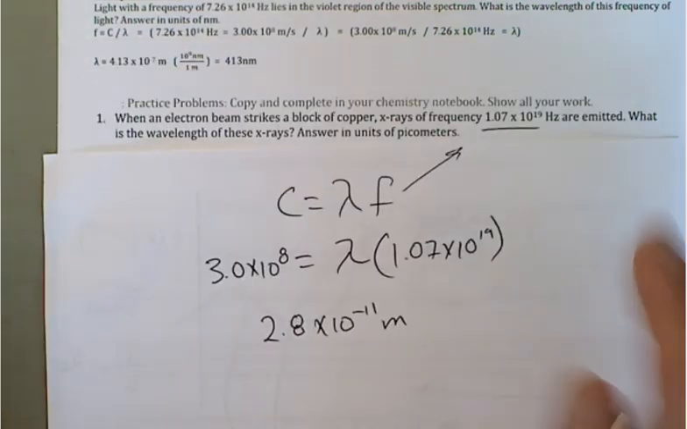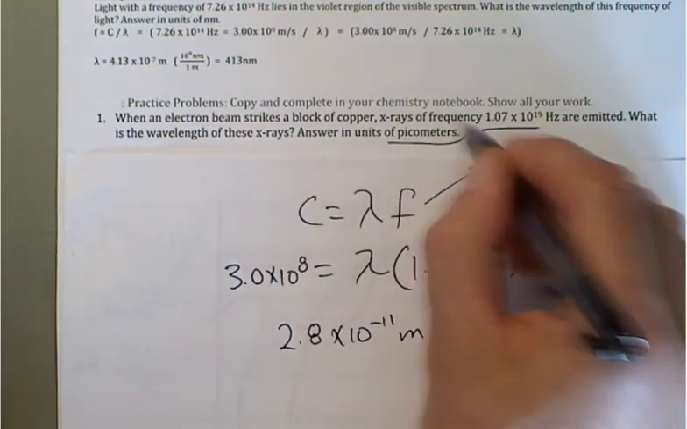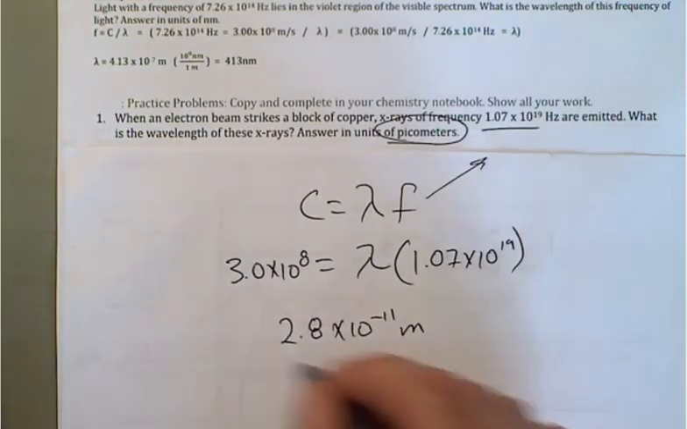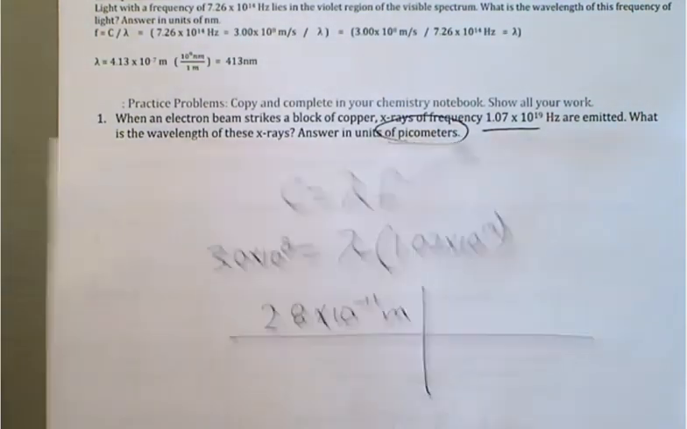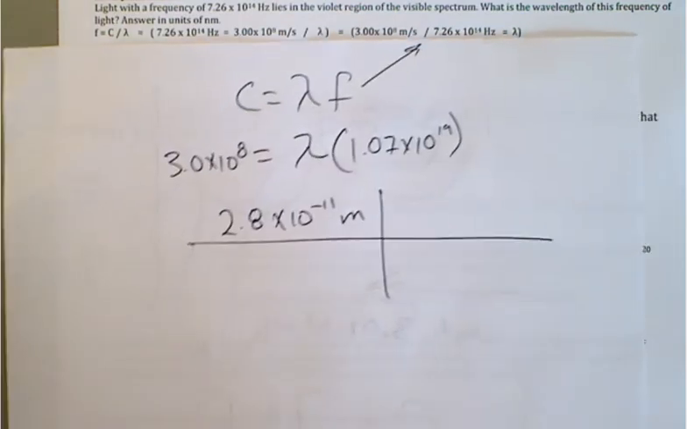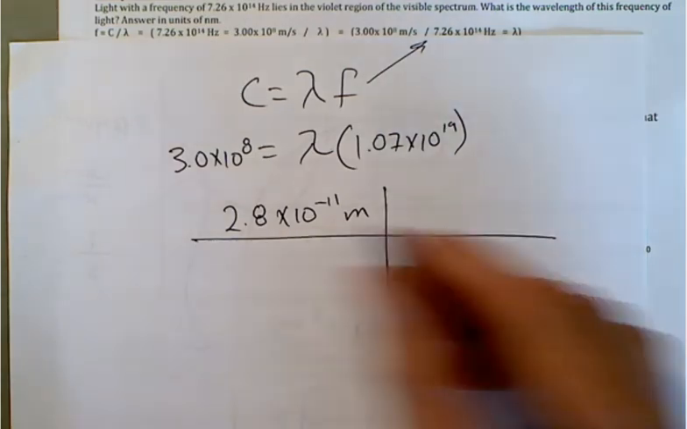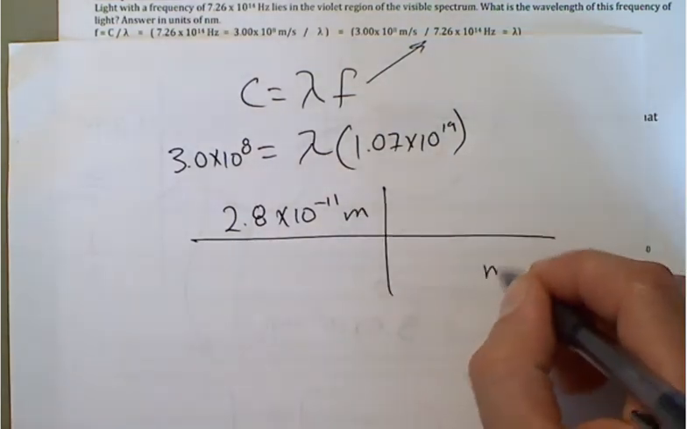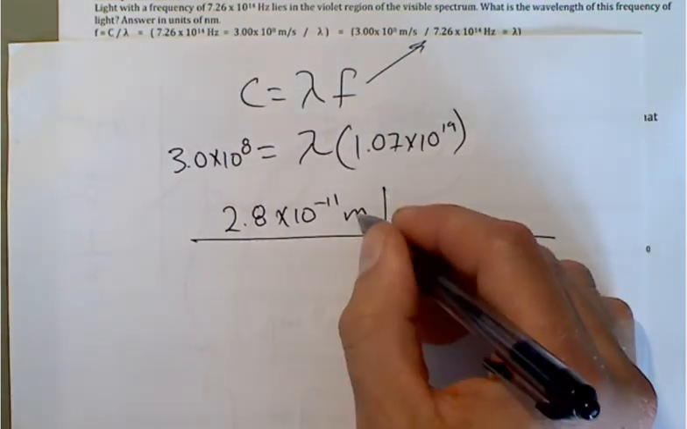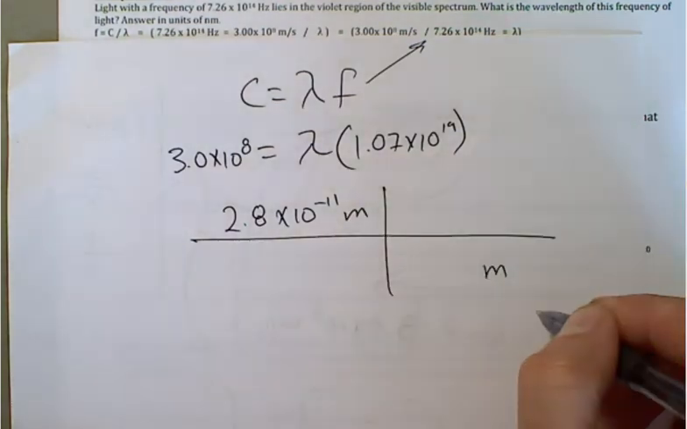Now, take a look. The question tells us to answer in picometers, and so this is where we have to do one of those quick conversions like we did in the beginning of the year. All right, so the setup is really simple. You want to go diagonal with the unit you want to get rid of. So I want to get rid of meters. I'm going to go diagonal.